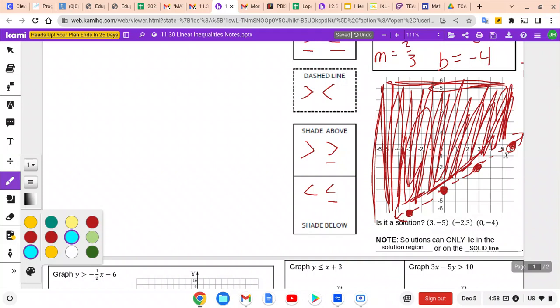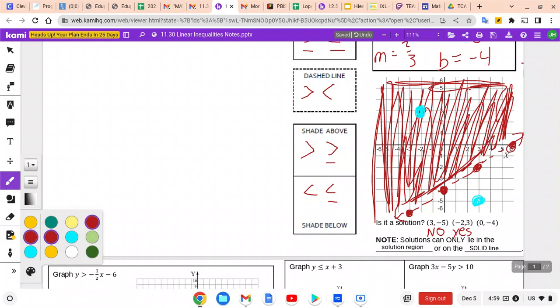All right, so they give us some points. (3, -5). That's over 3, walk to the elevator, then go down the elevator. (3, -5). Is that a solution? Well, you have to ask yourself, is it in the shaded solution region? It is not, so it's not a solution. All right, then what about (-2, 3)? Over -2, up 3. Well, that is definitely in the solution region, so yes, it's a solution.